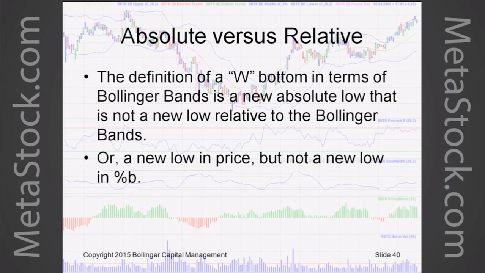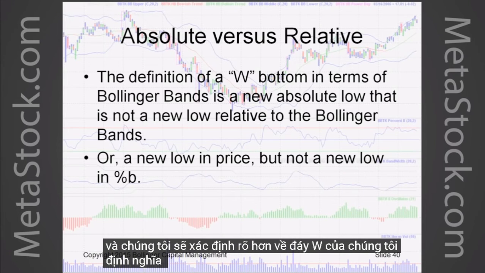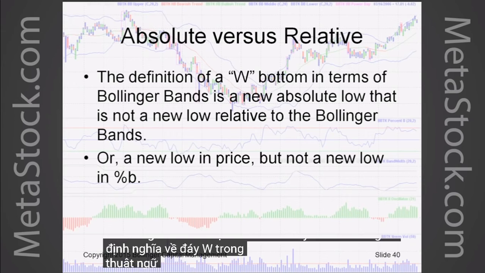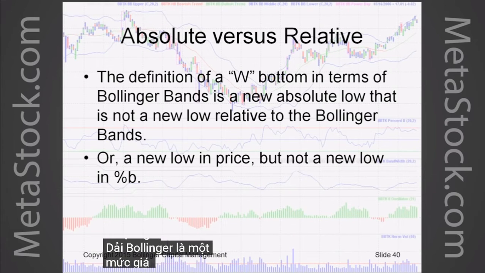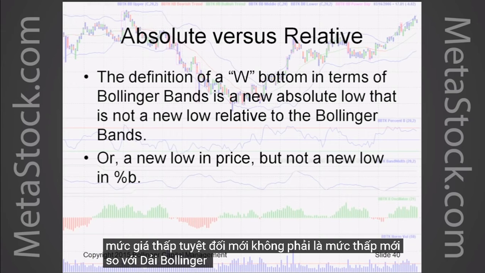So we're going to go back to this idea of absolute versus relative and back to our original chart, and we're going to further define our W bottom. The definition of a W bottom in terms of Bollinger Bands is a new absolute low in price that is not a new low relative to the Bollinger Bands.